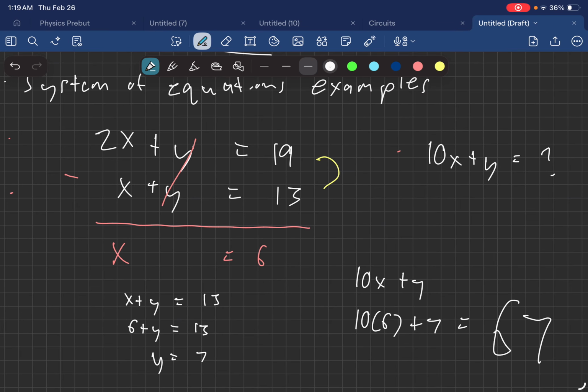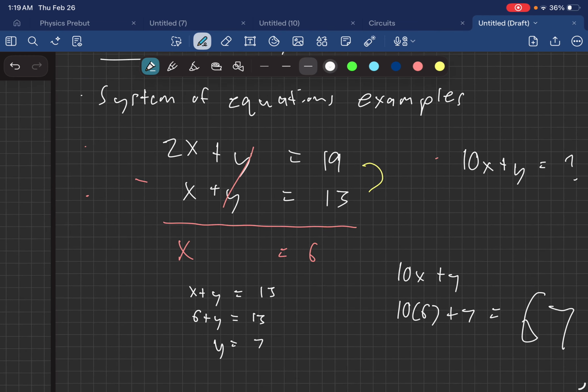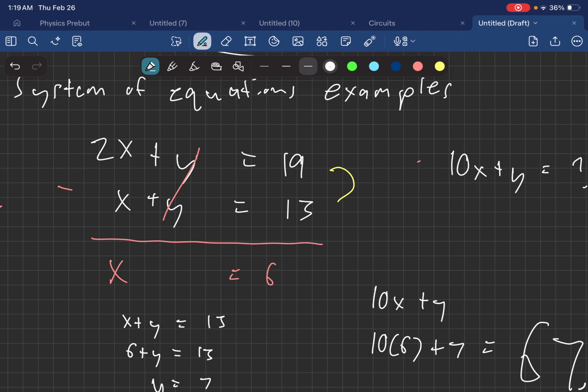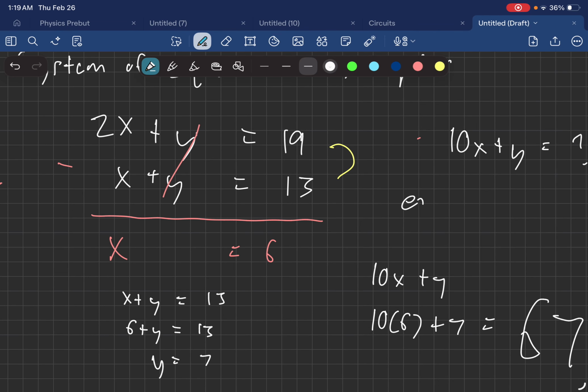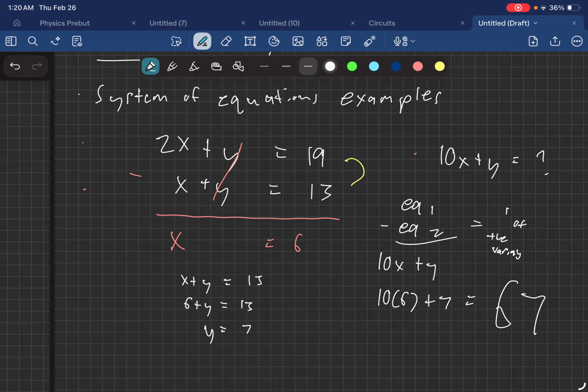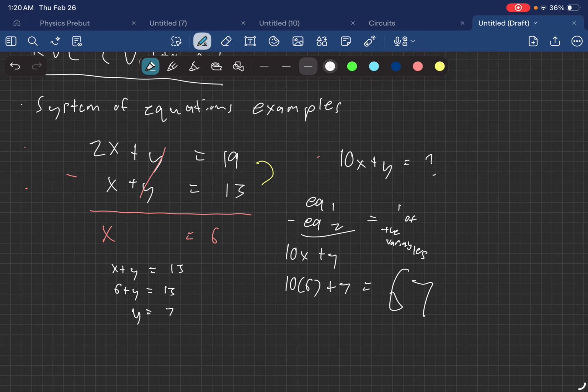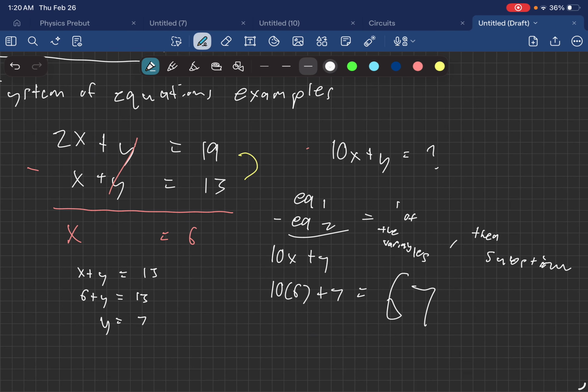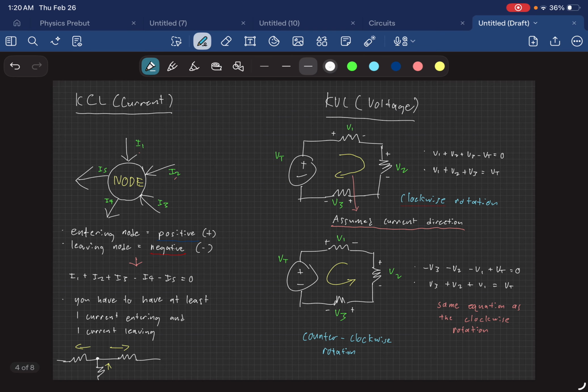You just want to cancel out a variable. You cancel out a variable by taking equation 1 minus equation 2. And then you get one of the variables, and then you substitute. So I hope that was simple.